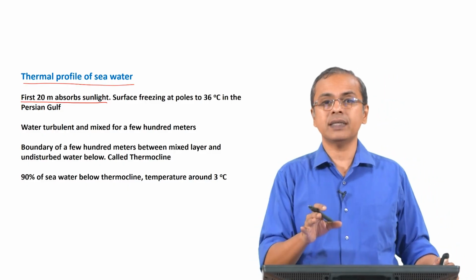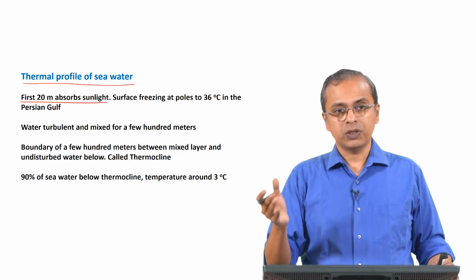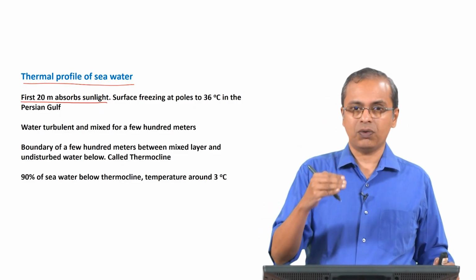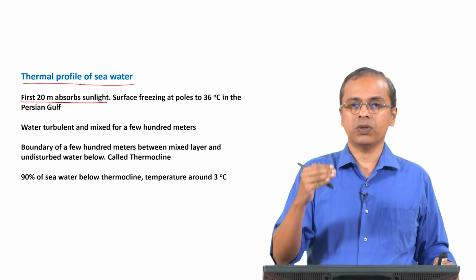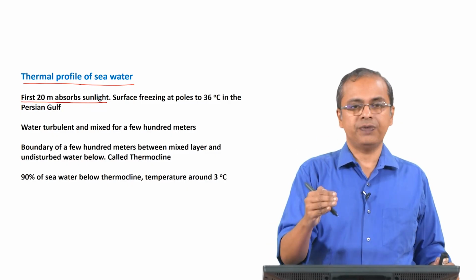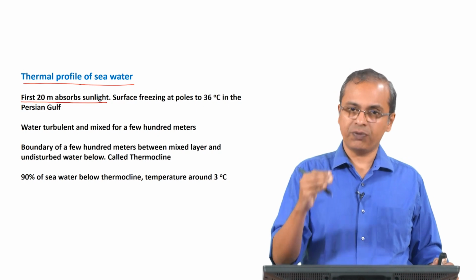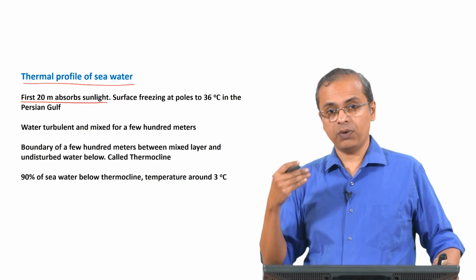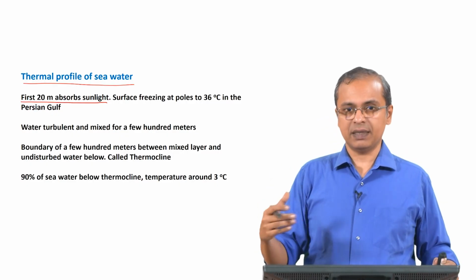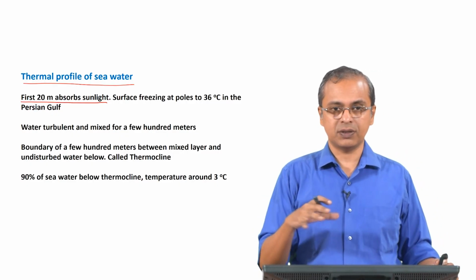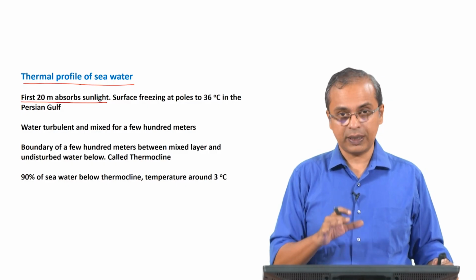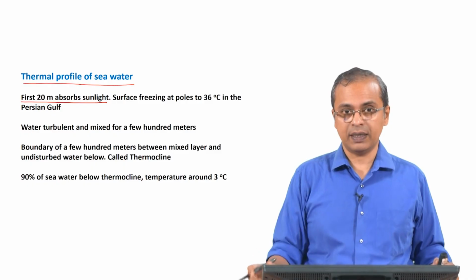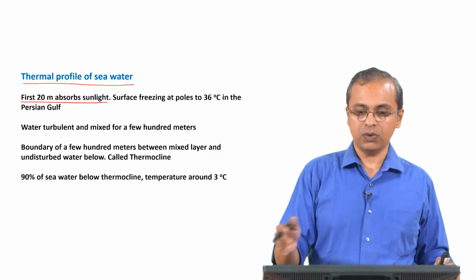So, this temperature varies from region to region. At the extreme, when you go closer to the poles, the surface temperature of the sea water could be very close to freezing conditions, or you may even be frozen at the poles. But if you go to some warmer regions, the Persian Gulf is considered amongst the warmer regions where the sea water is quite hot, you can see temperatures of the order of 36 degrees centigrade at the surface of the sea water.